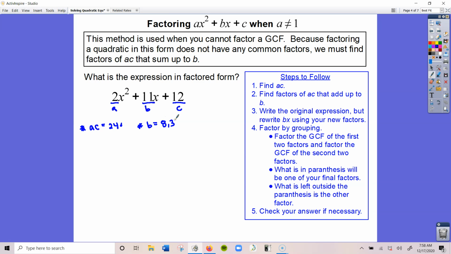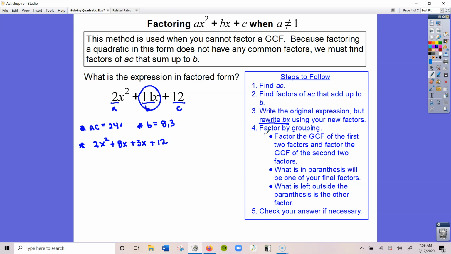and 3. What we do with these numbers now is that we're going to write the original expression, but we're going to rewrite this term, the middle term, bx, using these two numbers. So for example, this is what it's going to look like. We have 2x squared. That's from my original equation. Instead of writing plus 11x, I'm going to split it into 8 and 3. So I would write plus 8x plus 3x, because 8x plus 3x is 11x, plus 12.